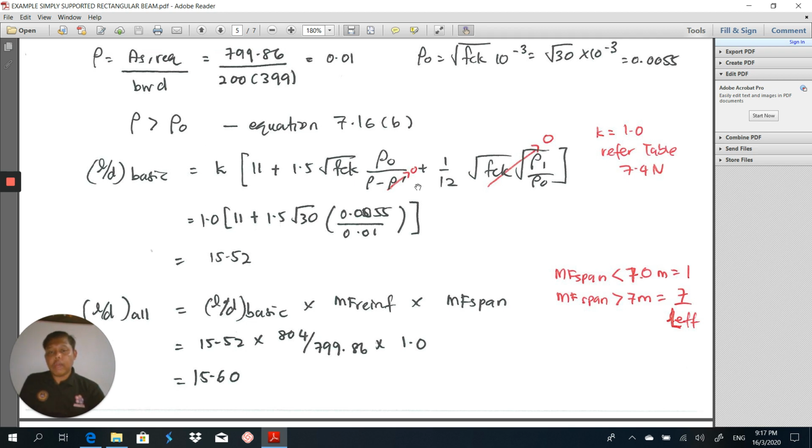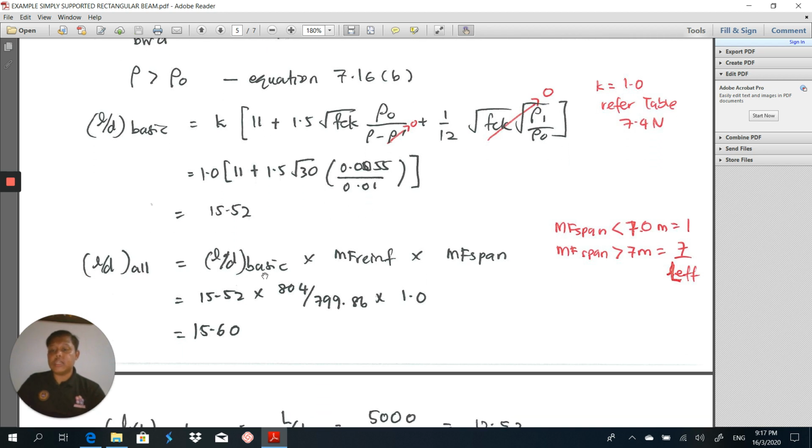Another thing you have to understand is this rho prime. Because we are using 7.16b, there is a symbol here, rho naught. So in this calculation, we consider rho naught is equal to 0 because this beam is singly reinforced. It's not doubly reinforced. There is no AS prime, which is the area of the compression reinforcement. So we consider rho naught is equal to 0.